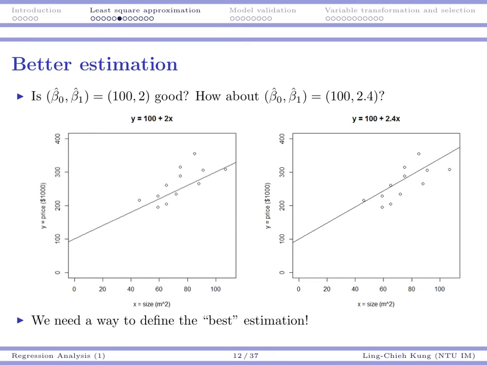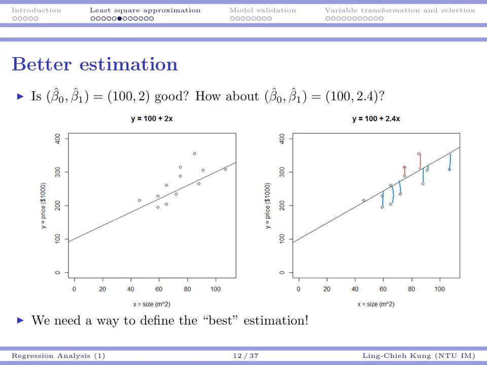So how about this? Maybe we can say, how about 102.4? We increase beta 1 hat to be 2.4. Then the line would be somewhat different, something like this. Okay, and now we say, well, not too bad. But now, when the line underestimates a point, the deviation is not so large. But when the line overestimates, then we have a lot of estimation error. So it seems that we moved the line upwards too much.